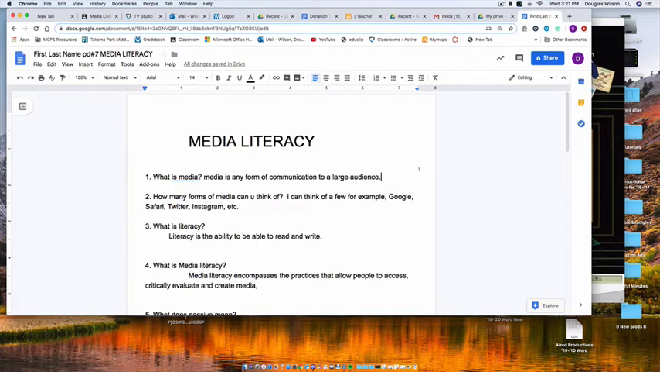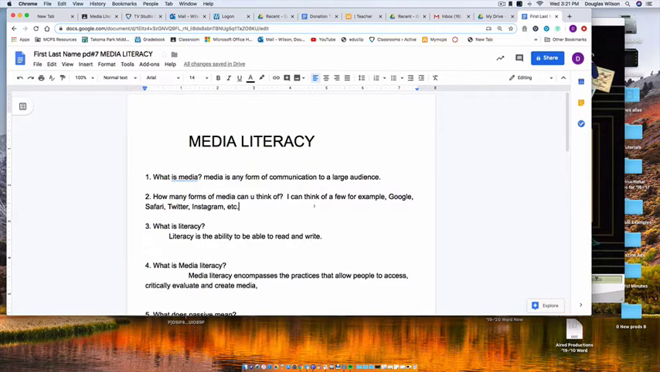So, the best thing to do would be to copy and paste the questions that are asked. So here's the very first question: what is media? It doesn't take too long to copy and paste, and then you can make sure you answer all the questions. So that's fine. However, I don't need you to have a heading like this. Another thing is, once you answer all the questions, I want you to do a few things.